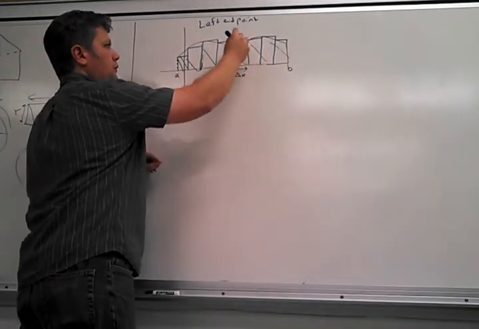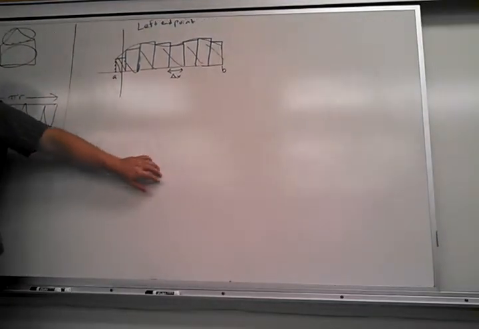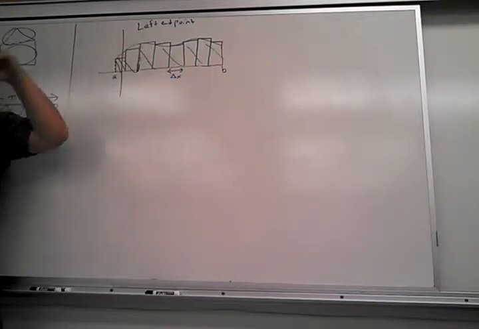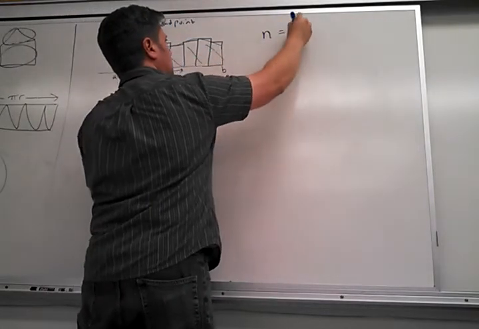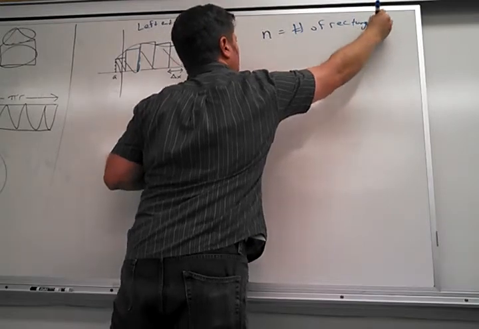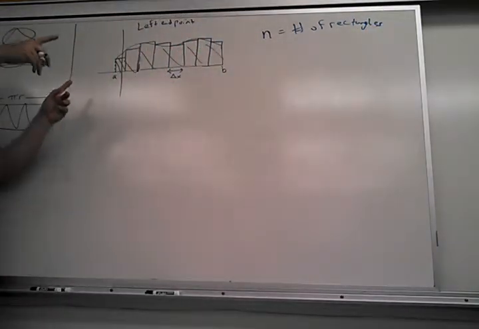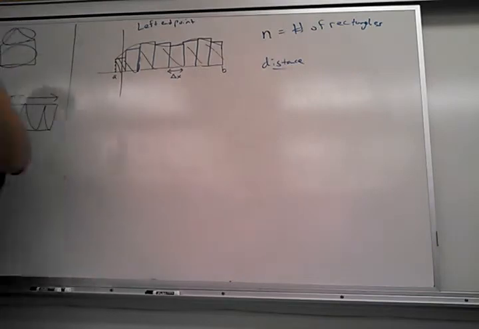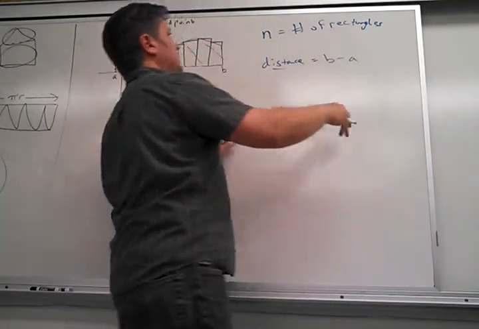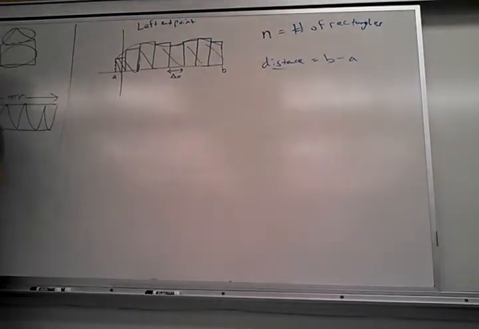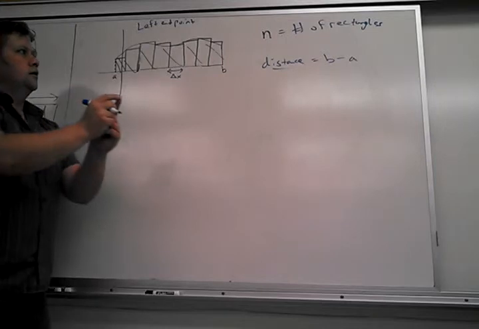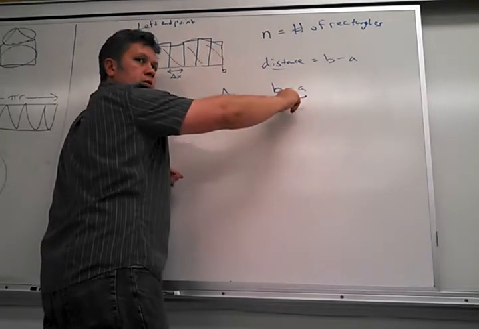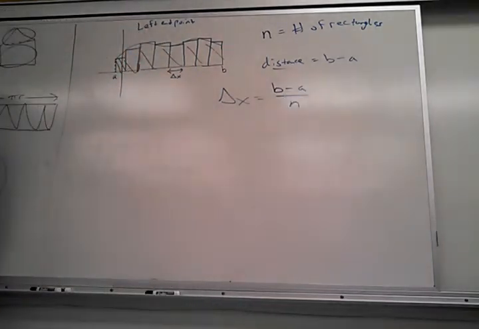What would tell me how wide a rectangle needs to be? Two things I kind of have to know. One of them I already know. I put it up here, but the other one is also up here. Okay, good. So the number of rectangles. And you need to know how far, like how... Beautiful. Distance, which in this case would be... I love it. So if I took the total distance that I want to cover with rectangles, b minus a, and divided it by n, I would get delta x, how wide each one has to be. So delta x, the width of each one, is how far I want to go, divided by how many rectangles I want to use.